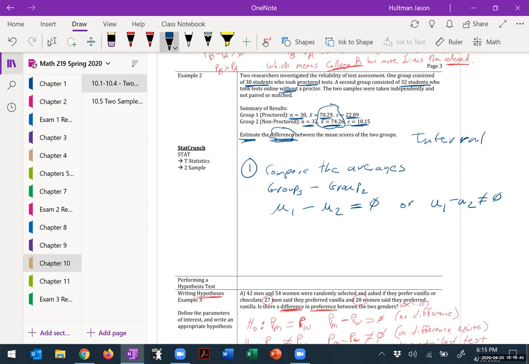So how are we going to use an interval to help us do this? We're going to use the calculator or StatCrunch, and this is a two sample t interval. Then we have to check the conditions. Is it an independent sample? Yes. Is it random? Yes. Are both of them 30 or above? Is n1 greater than or equal to 30? Yes. Is n2 greater than or equal to 30? Yes. So they both check.